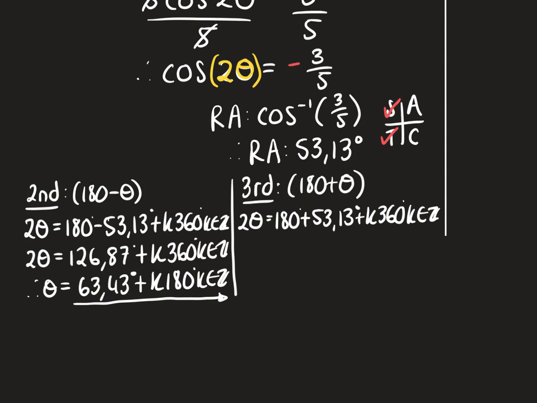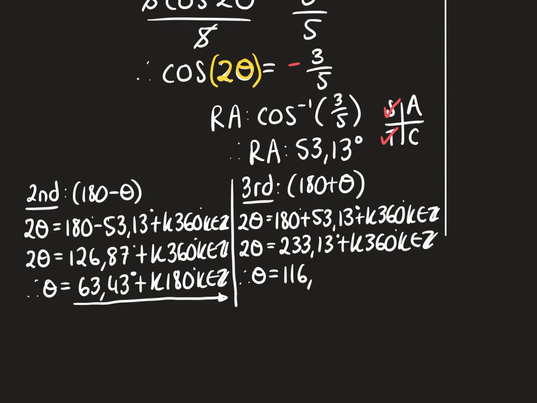Okay, now we're going to carry on with the third quadrant, do the exact same thing. So we're going to go 180 plus 53.13, and that is going to give me 2 theta equals 233.13 plus K360. K is an element of integers. And then we're going to divide everything by 2. So divide that by 2, we're going to get 116.57 degrees plus K180. K is an element of integers.